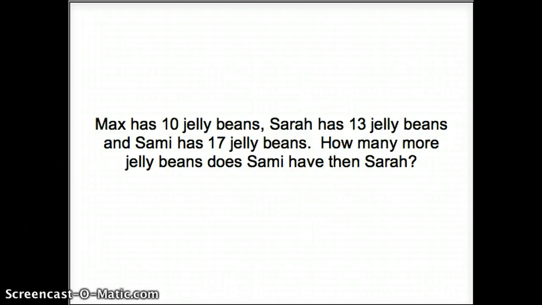Max has 10 jelly beans, Sarah has 13 jelly beans, and Sammy has 17 jelly beans. How many more jelly beans does Sammy have than Sarah? So after reading this word problem, I need to make sure that I understand what the question is asking. And I see that it is asking me to determine how many more jelly beans Sammy has than Sarah has.